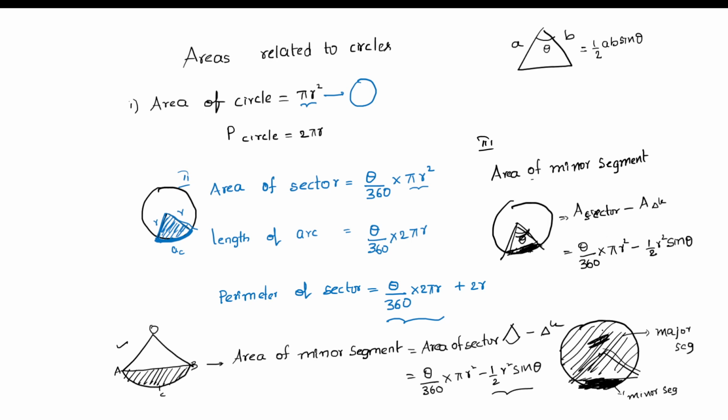If you subtract this minor segment from whole circle area, then you will get major segment. So area of major segment is equal to area of circle minus area of minor segment. So it is given by pi r square minus area of minor segment. You need to find minor segment area first, then only you can find major segment area. It would be easy for you.